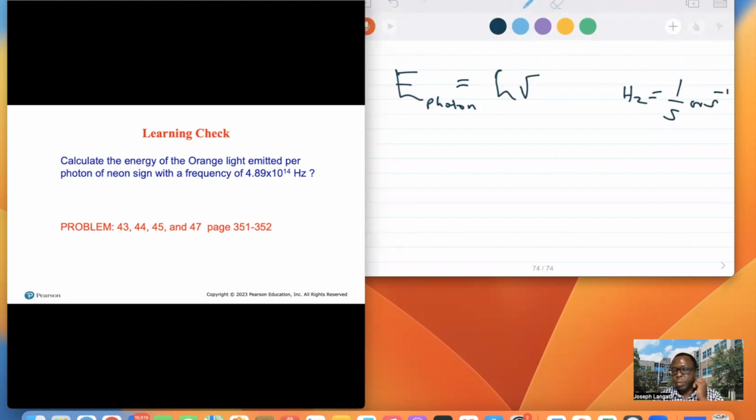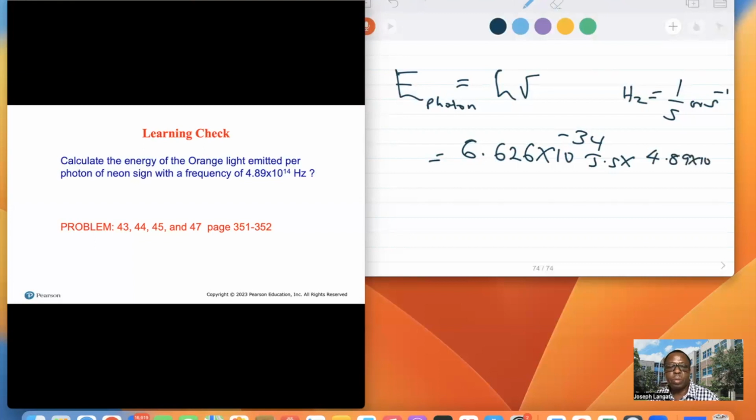it's the same thing. So if I plug in Planck's constant, 6.626 times 10 raised to negative 34 joules times second times the frequency, which is 4.89 times 10 to 14 per second. So that per second will go away with the second right there. Will remain with the units. This is 14.